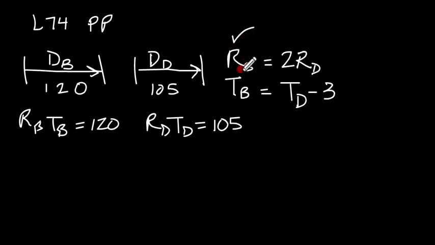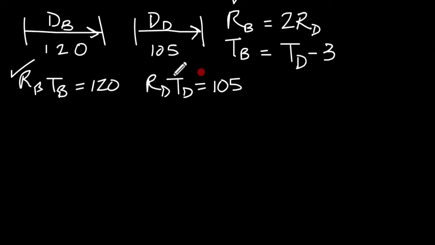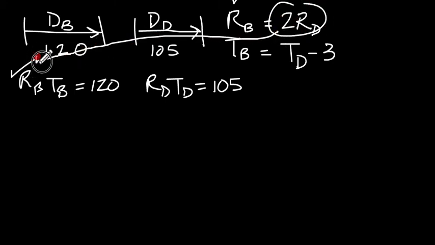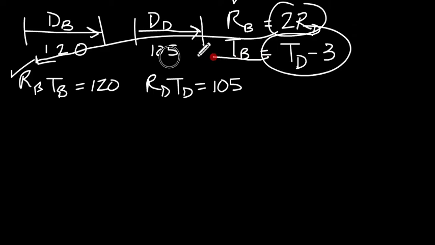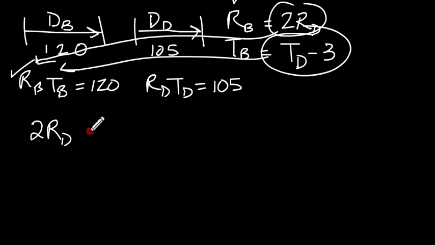Both of these, I got them in terms of the b variable, because then I can put them both into this equation right here. The one on the test is really similar. I did a good job at finding one that's really similar. So we're going to fill them all in. We're going to put this in for the RB and this in for the TB. And so RB is 2R sub D. TB is TD minus 3, and that equals 120.